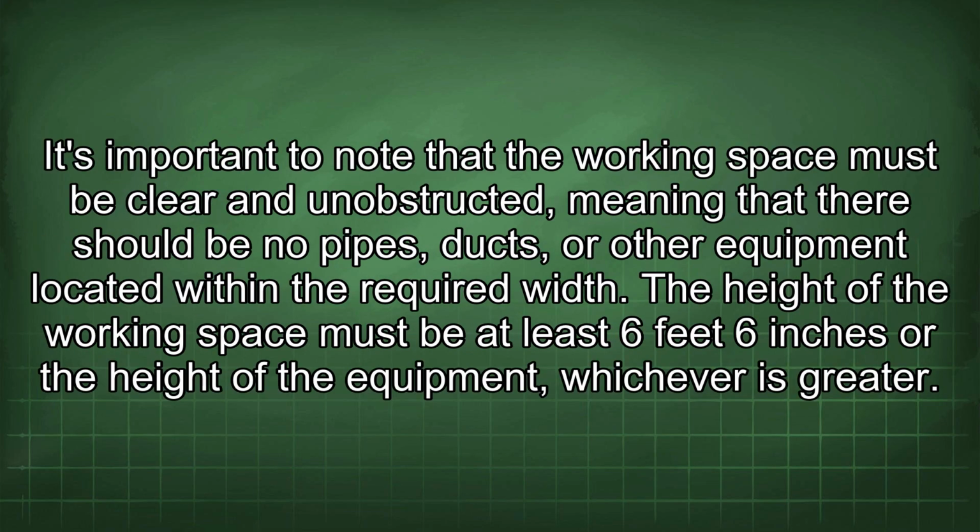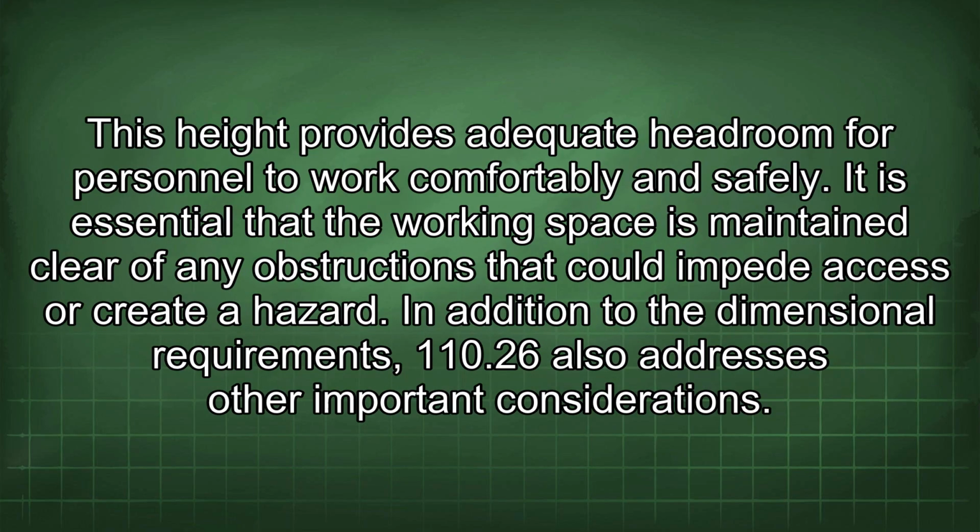It's important to note that the working space must be clear and unobstructed, meaning that there should be no pipes, ducts, or other equipment located within the required width. The height of the working space must be at least 6 feet 6 inches, or the height of the equipment, whichever is greater. This height provides adequate headroom for personnel to work comfortably and safely. It is essential that the working space is maintained clear of any obstructions that could impede access or create a hazard.